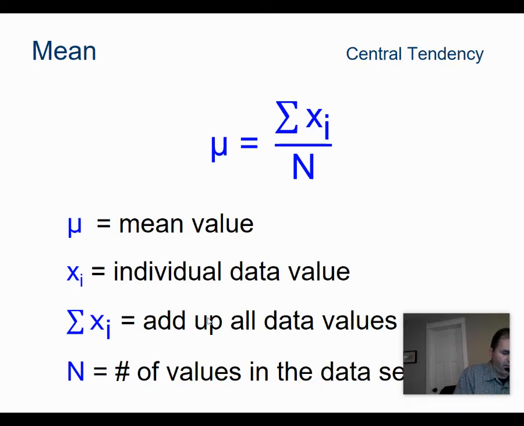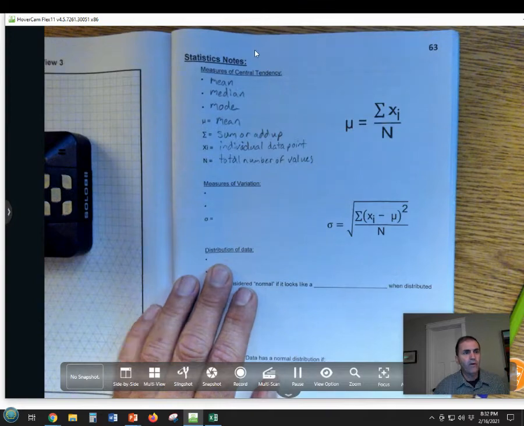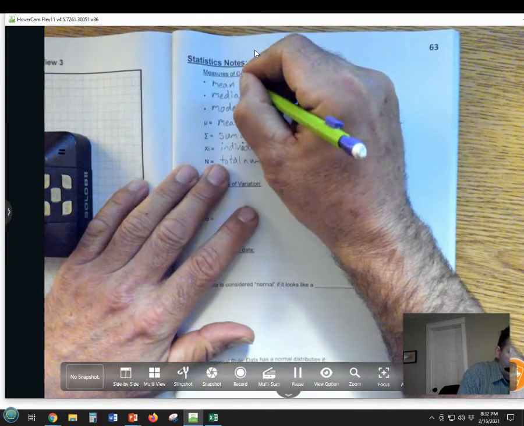The XI means an individual data point or data value. I can't spell individual. I'm going to put an individual data point. And N means total number of values. All right. So we've written this all down. Now we can talk about what the mean is.